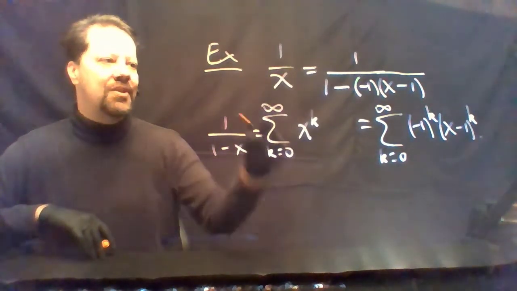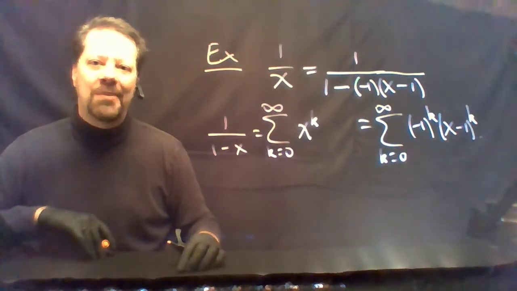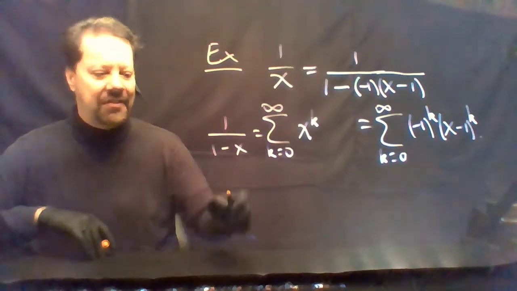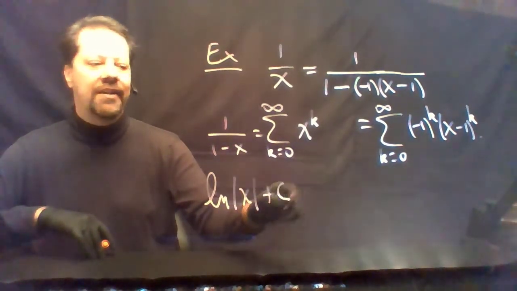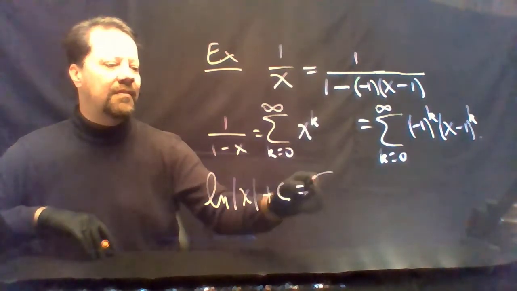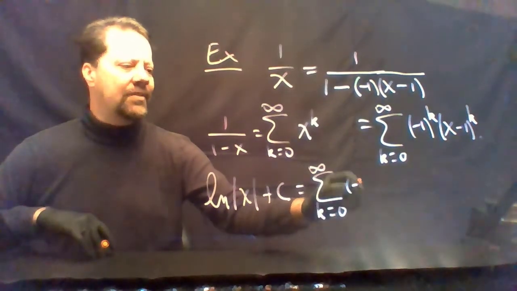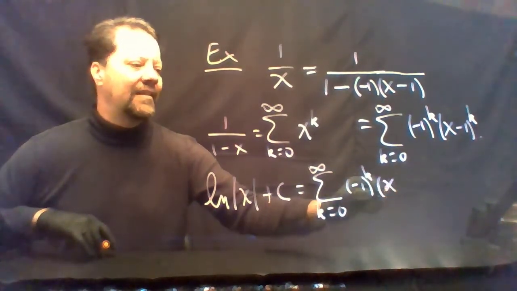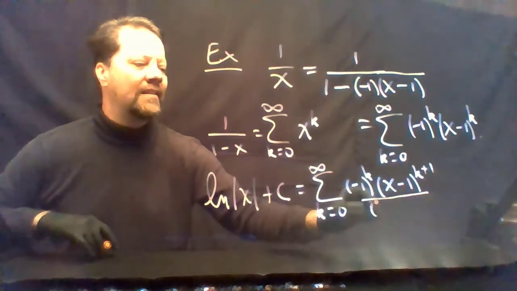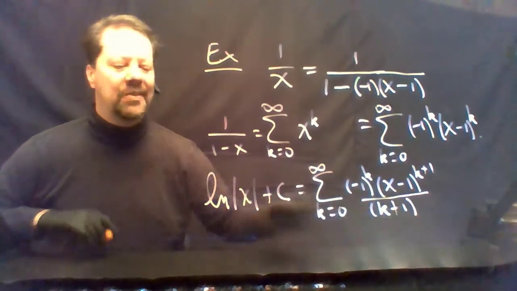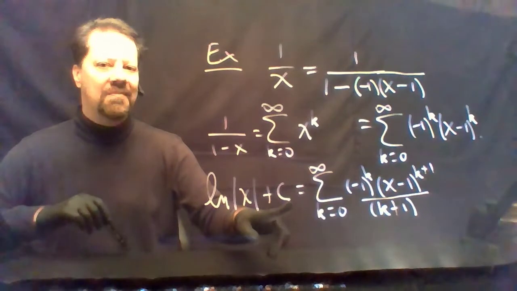Now I'm not doing this just so I can represent 1 over x. I'm doing this because I can integrate and represent the natural log of the absolute value of x to within a constant of integration. It will be the integral of the series that we've constructed. That's going to be negative 1 to the k, x minus 1 to the k plus 1 divided by k plus 1. The only question is, what is the constant c?